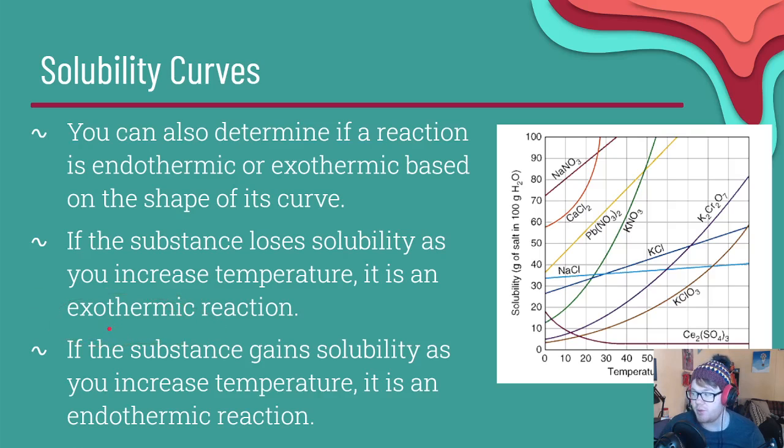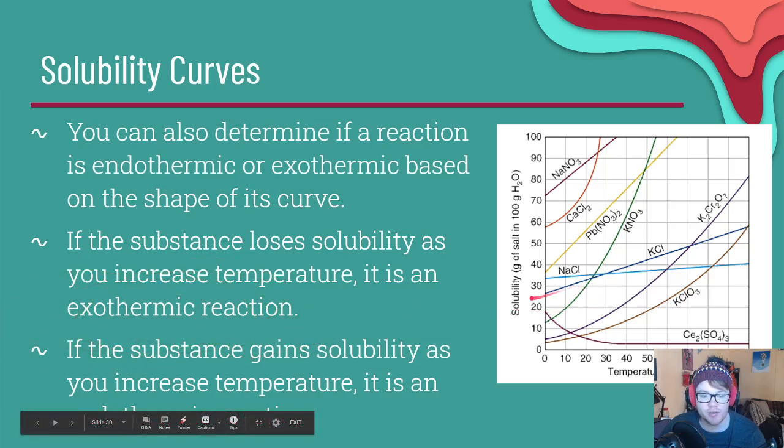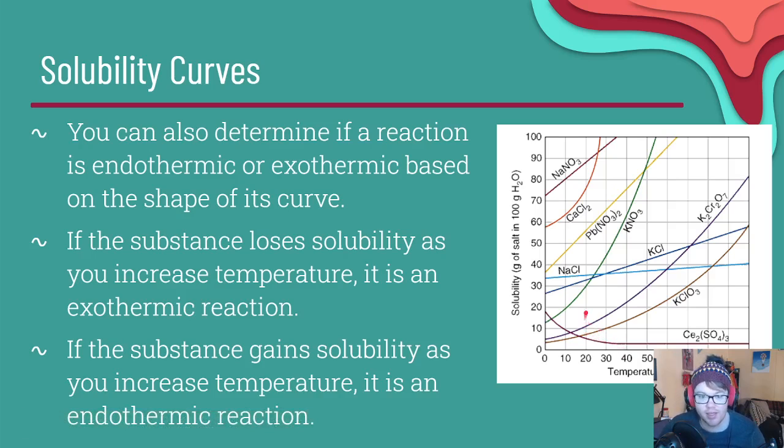And if you're wondering why that is, we will talk about that once we get to Le Chatelier's principle. I don't remember if that's this chapter or next chapter. But there is an actual explanation for that, and we will get to that. But if you see a slope down, that means it is an exothermic reaction. So adding heat to it doesn't help because the reaction itself produces heat. So heating it is not going to allow more of it to be dissolved.